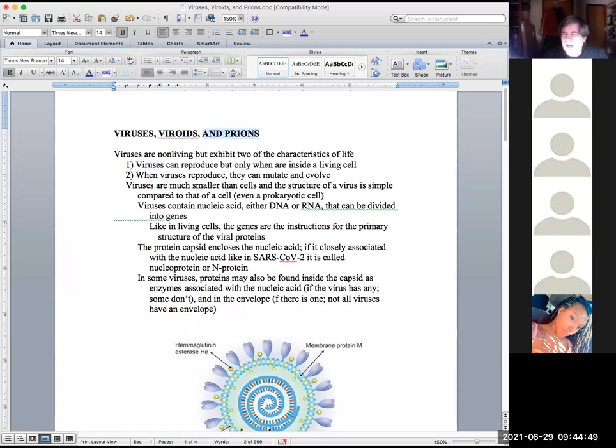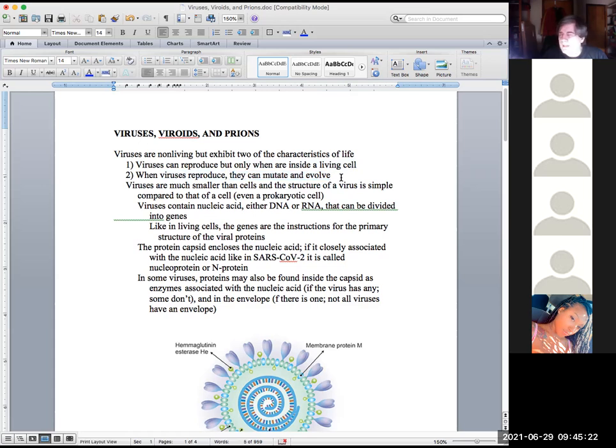Now, viruses, viroids, and prions are not considered to be alive. The reason they're not considered to be alive is they only have two of the characteristics of life. These organisms can reproduce. However, they can only reproduce when they're in a living cell. And when viruses reproduce, they can mutate and evolve.